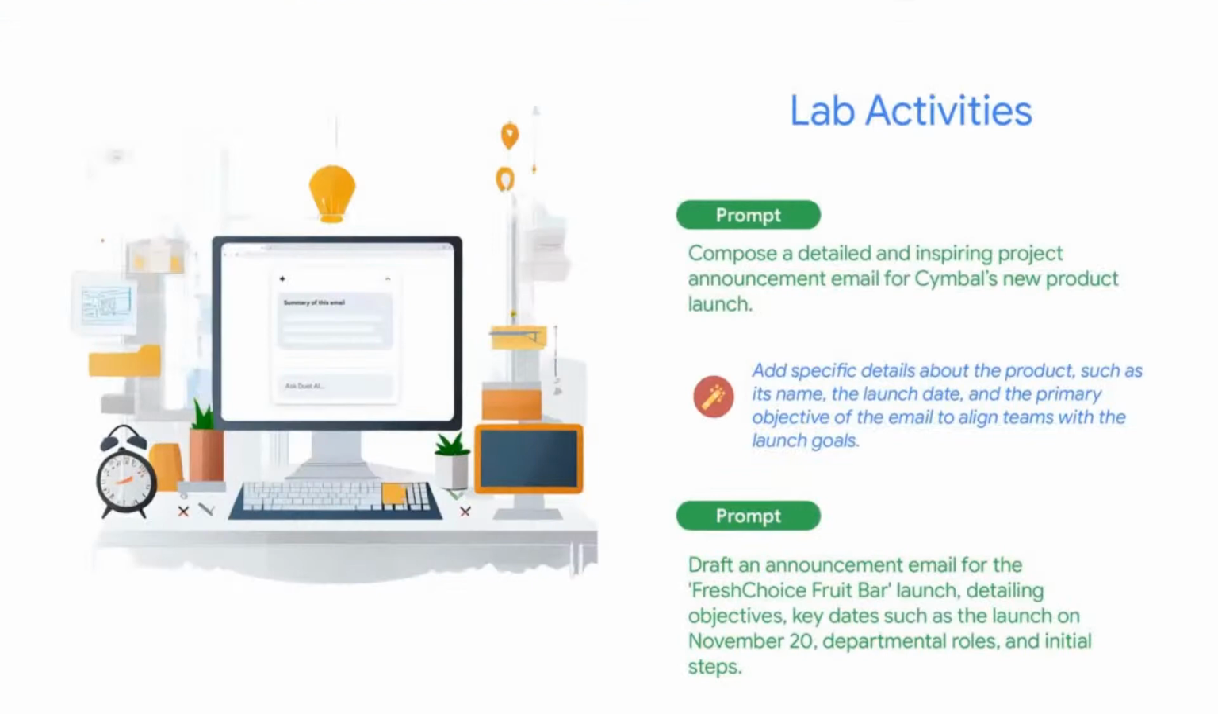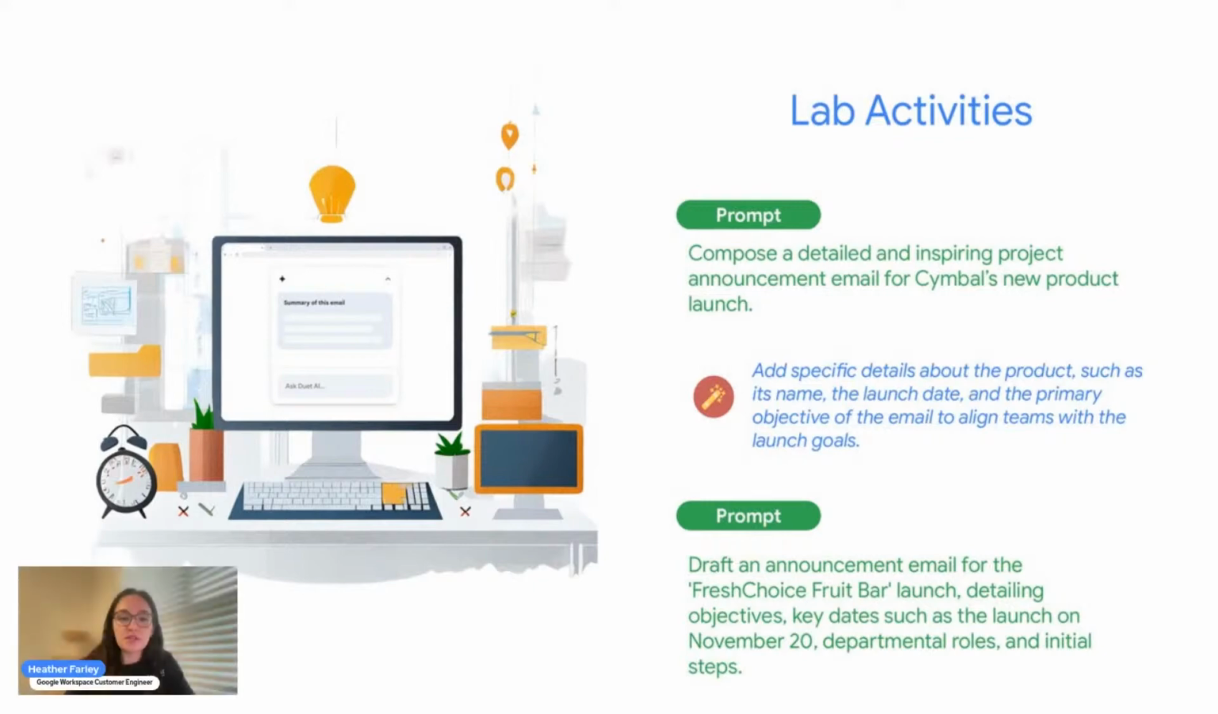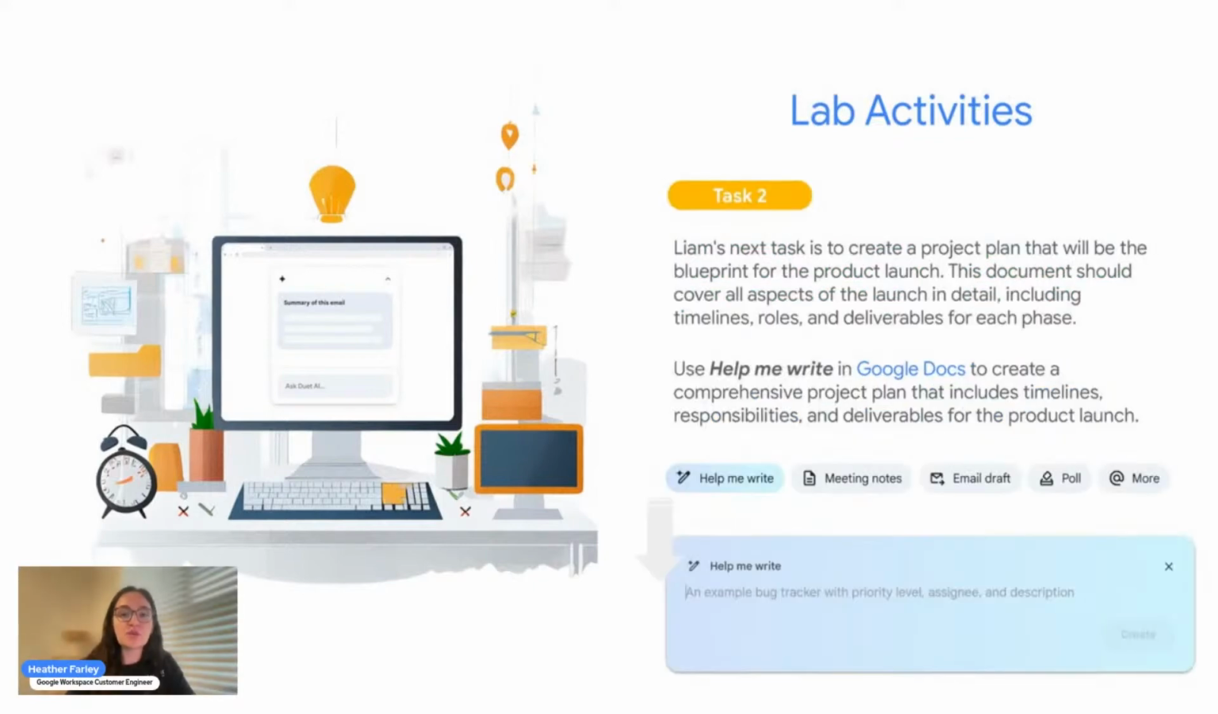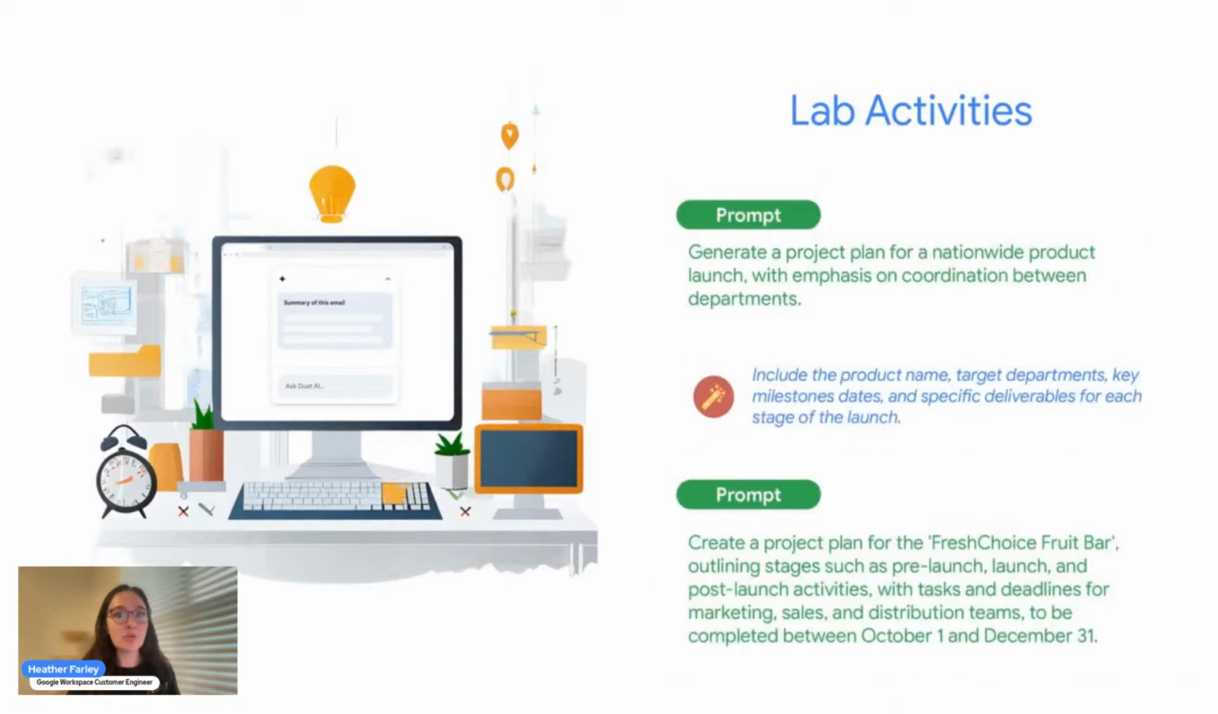So now that we have helped Liam accomplish an email announcement, what Liam can now do is start to create a project plan. This is intended to be the blueprint for the product launch. This is another great use case that is really common within my customer conversations: how can I create project plans for my organization? How we can help Liam and also yourself do this is we can go into Google Docs and generate a project plan for a nationwide product launch.